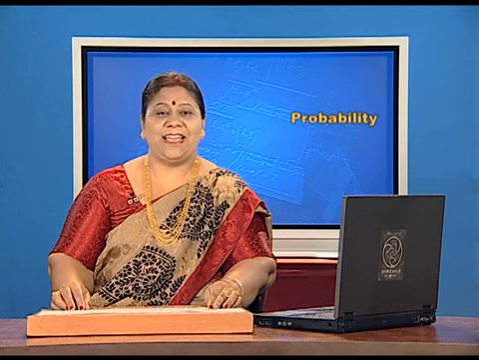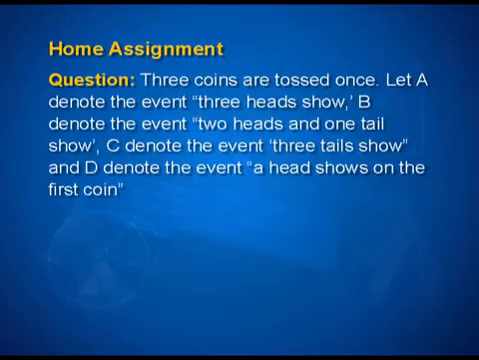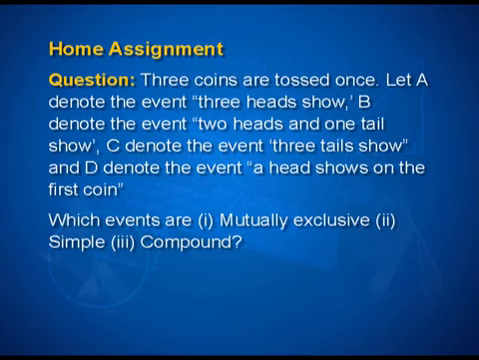Now, students, it is time to note down the home assignment. Take down the question. 3 coins are tossed once. Let A denote the event 3 heads show, B denote the event two heads and one tail show, C denote the event three tails show, and D denote the event a head shows on the first coin. Which events are mutually exclusive? Second, simple, and third, compound.